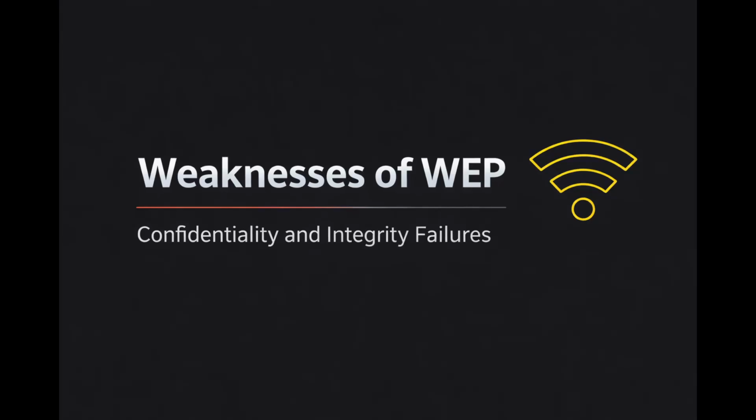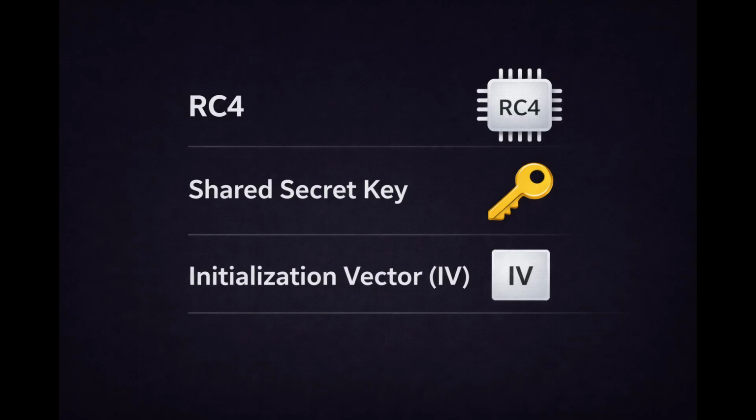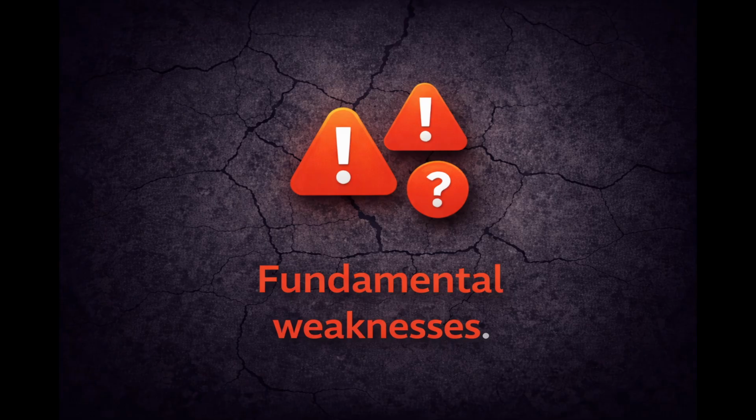Hello, everyone. WEP was designed to provide availability, confidentiality, and integrity for wireless networks. To achieve this, WEP uses the RC4 stream cipher, a shared secret key, and an initialization vector, or IV, that is combined with the key for each packet. While this approach appears reasonable at first glance, the way these cryptographic parameters are used introduces fundamental weaknesses.